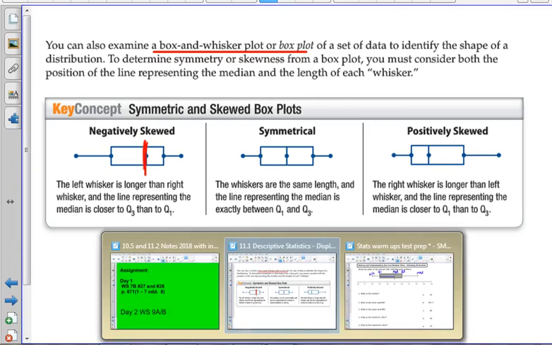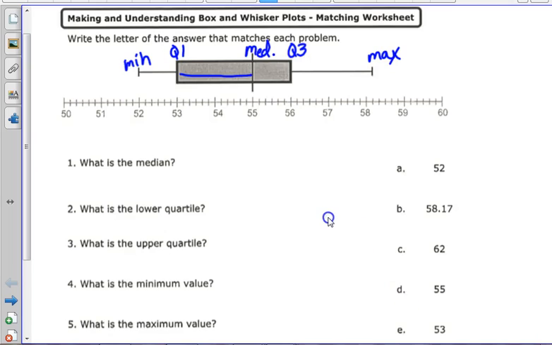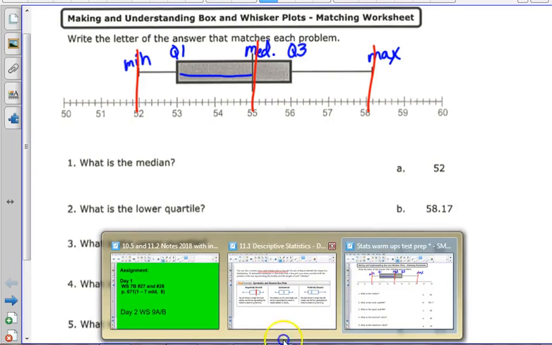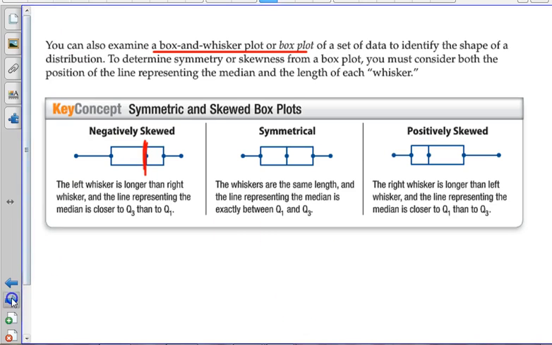Oh, that's a good question. This one, I would say not. Because this is still right in the middle of these. Okay. So I would probably say not. If both the whisker and the longer box were on the same side, then yes. That's a great question, though.